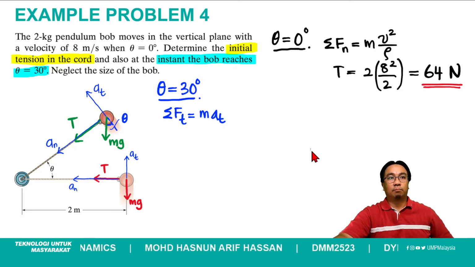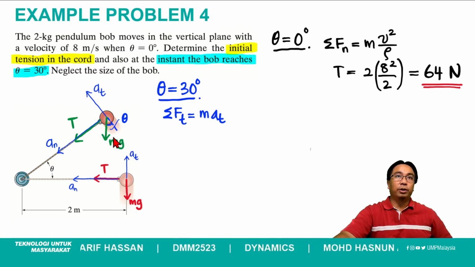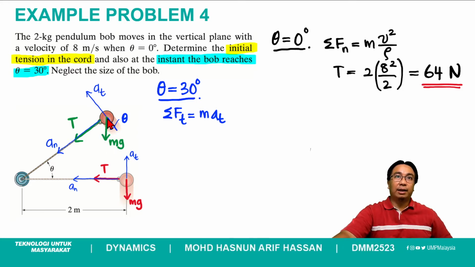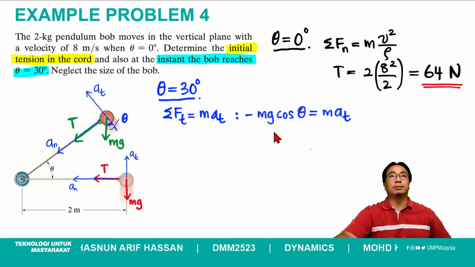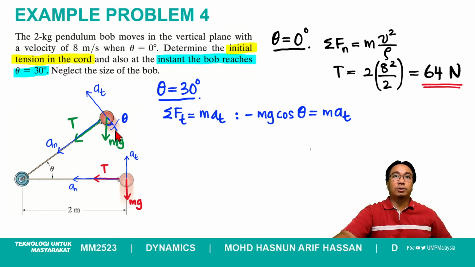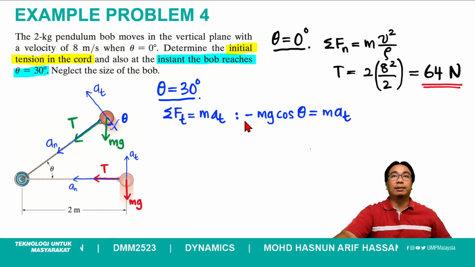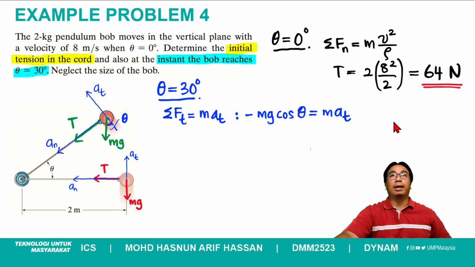No, sir. No, we don't have tension in the tangential axis, but we have the component of weight, mg. We can resolve it into the tangential axis and also the normal axis. In the tangential axis it becomes mg cos theta, and the direction is opposite to the tangential axis. That's why it becomes negative.